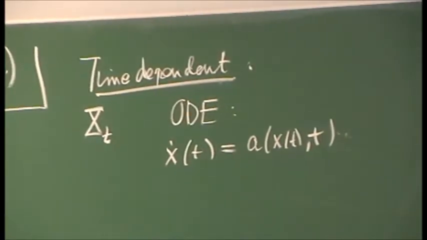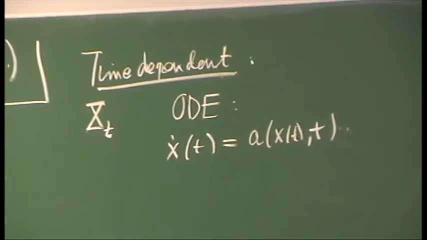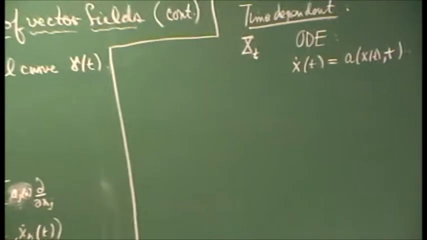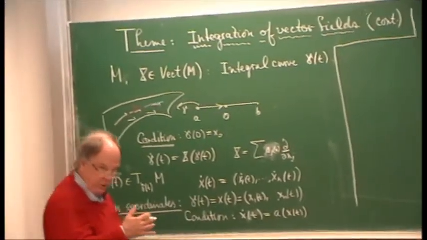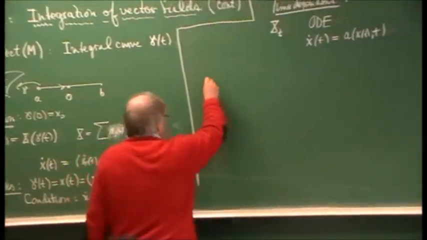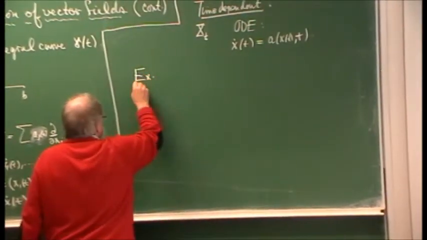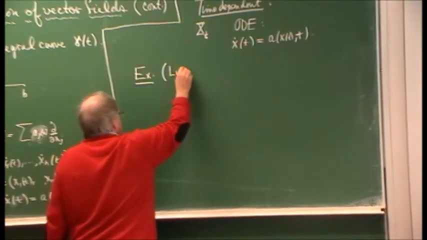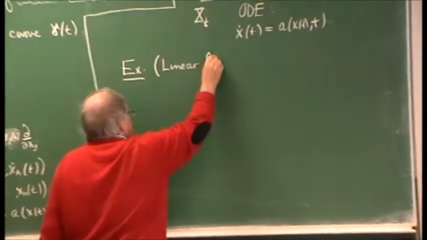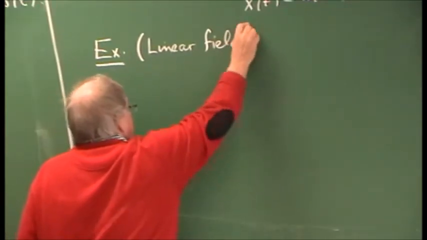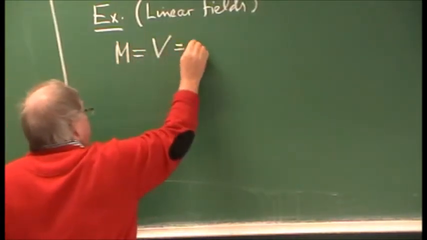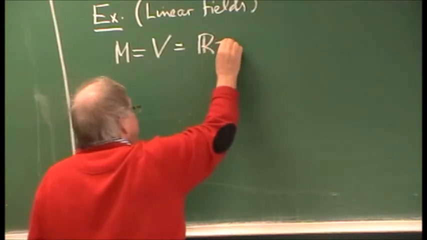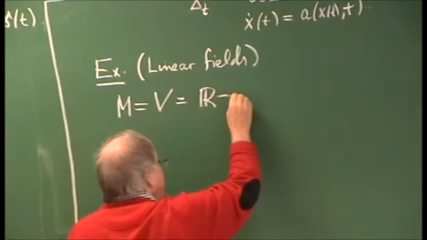I will speak about the existence and uniqueness solution conditions, what it really means. Solutions exist, they're unique and so on, but I will talk about that in just a minute. So the easiest example is a fundamental example of linear fields. So in this case, the manifold is just a vector space. And I've made big propaganda for complex vector spaces, but all the time here these would be real vector spaces.